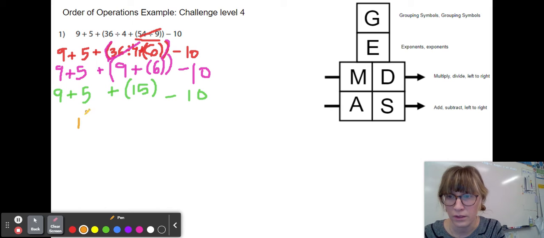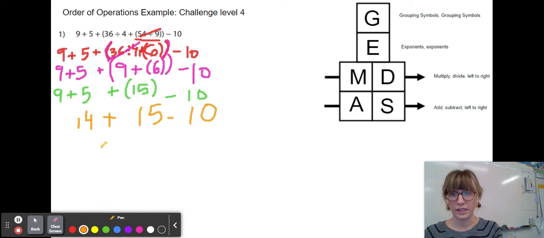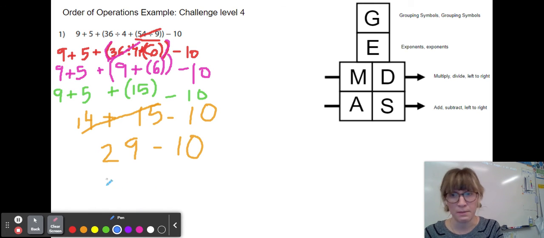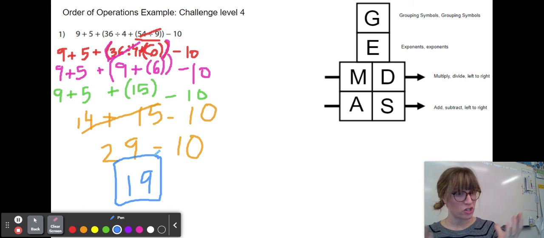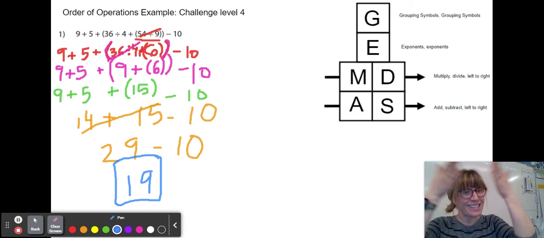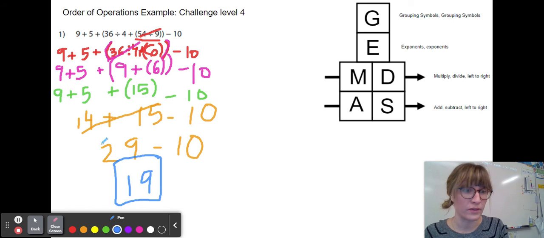So 9 plus 5 is 14 plus 15 minus 10. So now we can say 14 plus 15 is 29. We won't call it 14 plus 15 anymore. We'll call it 29 minus 10. And then finally, our grand finale is 29 minus 10, which gets us 19. So our simplified expression is 19. It's not necessarily the answer because it's not an equation, right? It's not balanced, but it's a simplified version of itself, of this expression, using the order of operations.